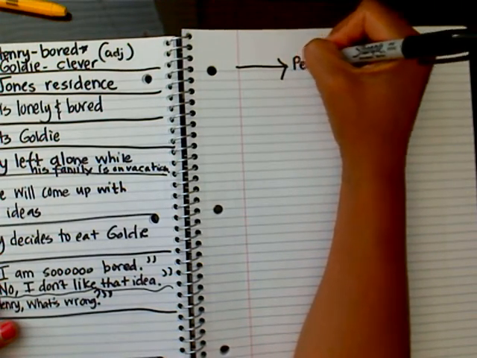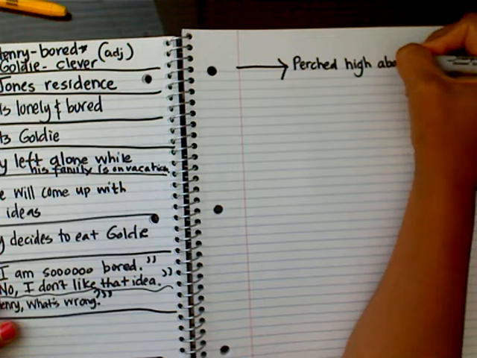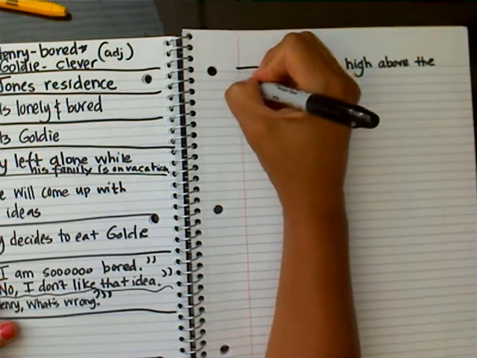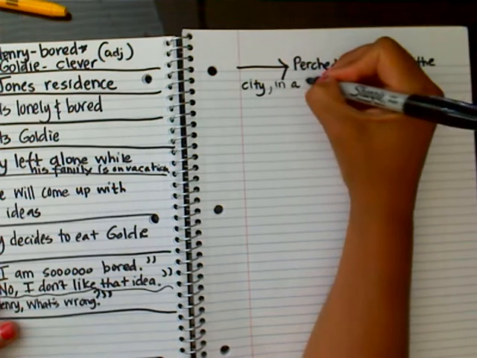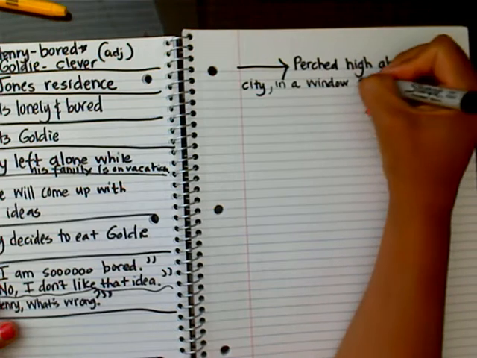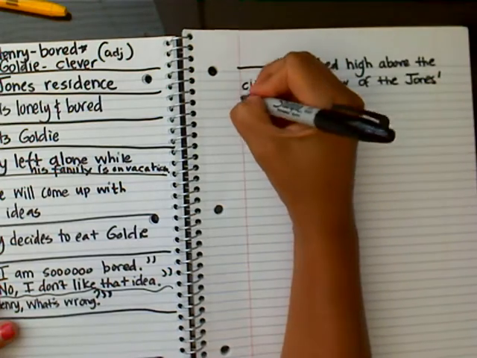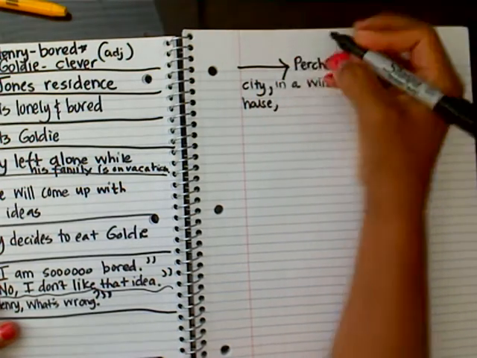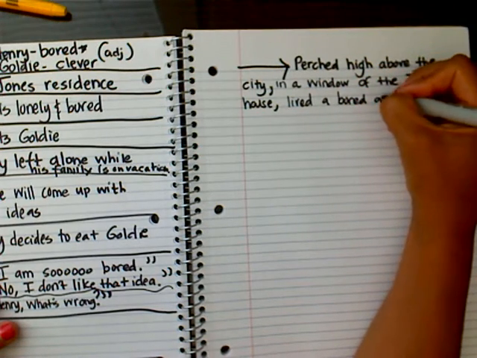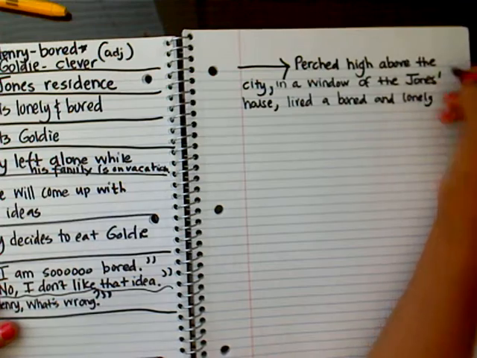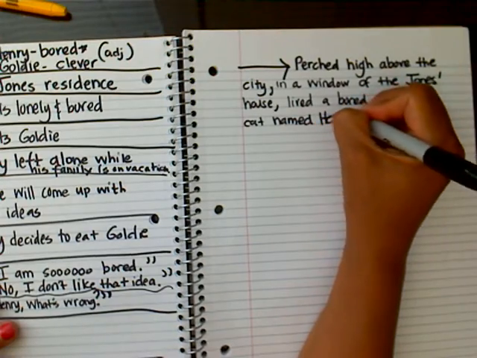Perched, ooh, that's fancy. Perched high above a city, comma, in a window of the Joneses' house, comma, lived a bored and lonely cat named Henry. Woo!